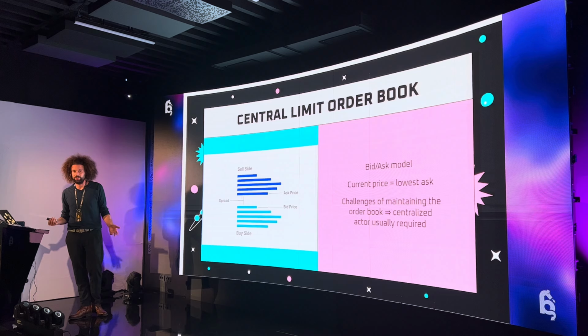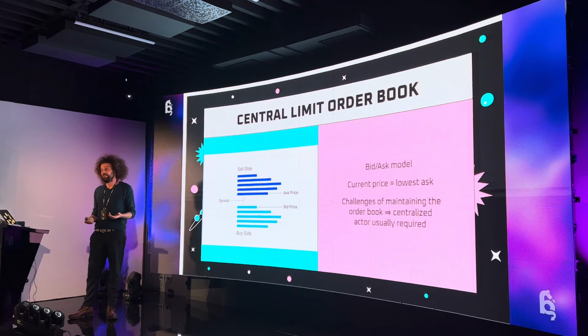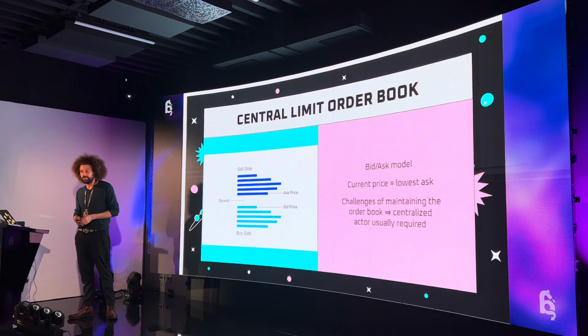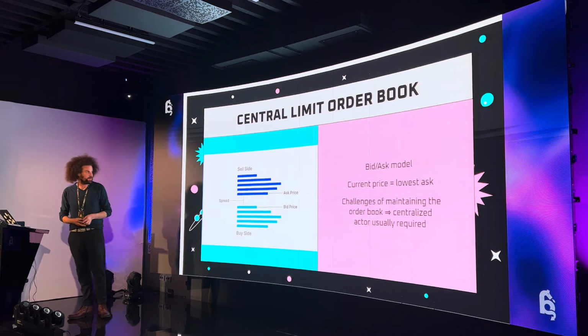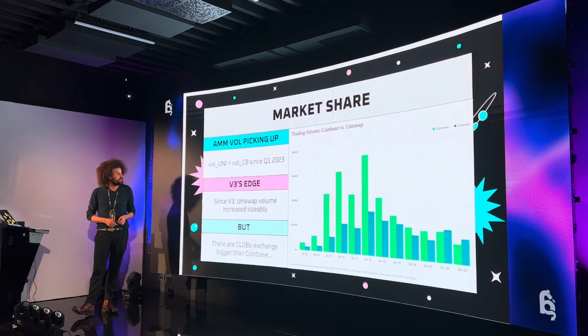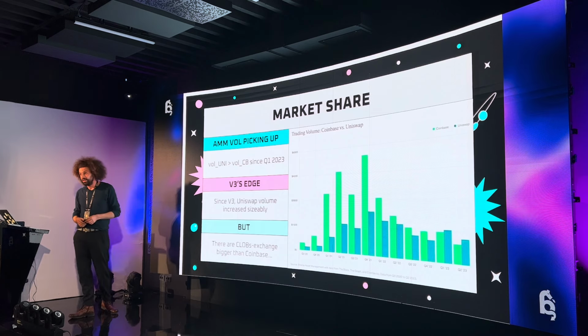So just for more context, this is usually seen as the most efficient way to structure liquidity, but it comes with a problem. You usually need a centralized entity to maintain the order book, simply because it's a high throughput operation. So in terms of market share, it looks like this.